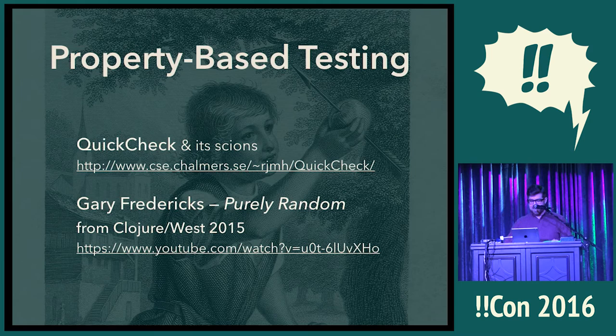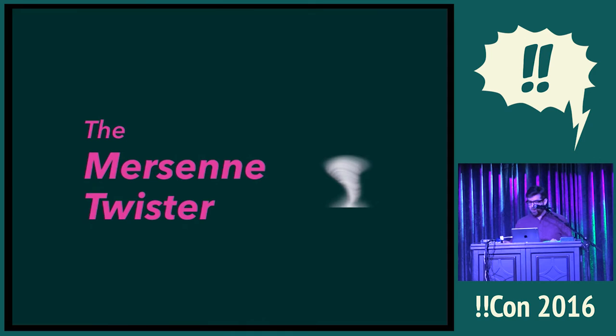The Mersenne twister is a very widely used PRNG algorithm. Mersenne was the name of a French mathematician who's got a bunch of stuff named after him, including this twister. And I'm not entirely sure what this next bit means, but I can tell you that it's a twisted linear feedback shift register.